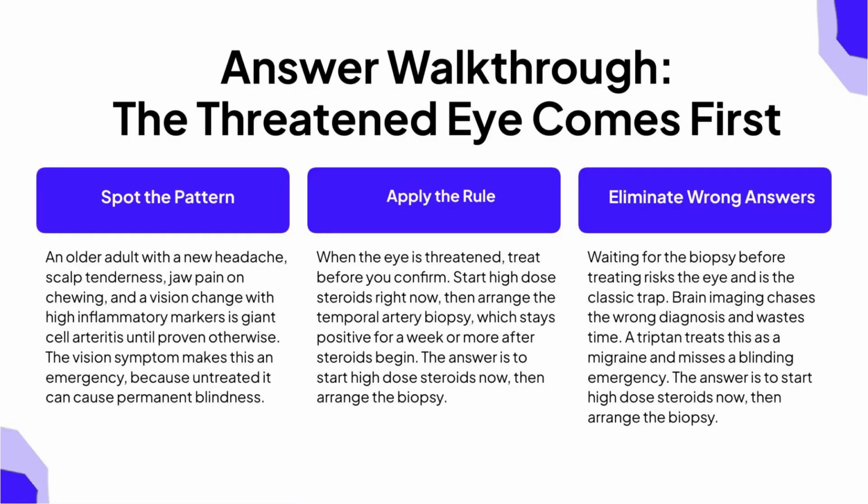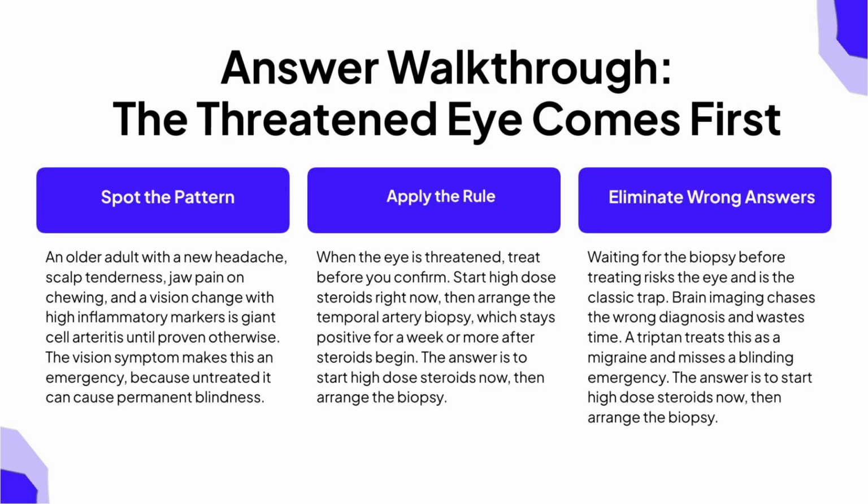First, spot the pattern. An older adult with a new headache, scalp tenderness, jaw pain on chewing, and a vision change with high inflammatory markers is giant cell arteritis until proven otherwise. And the vision symptom makes this an emergency because untreated, it can cause permanent blindness. Second, apply the rule. When the eye is threatened, treat before you confirm. Start high-dose steroids right now, then arrange the temporal artery biopsy, which stays positive for a week or more after steroids begin. Third, eliminate the wrong answers.